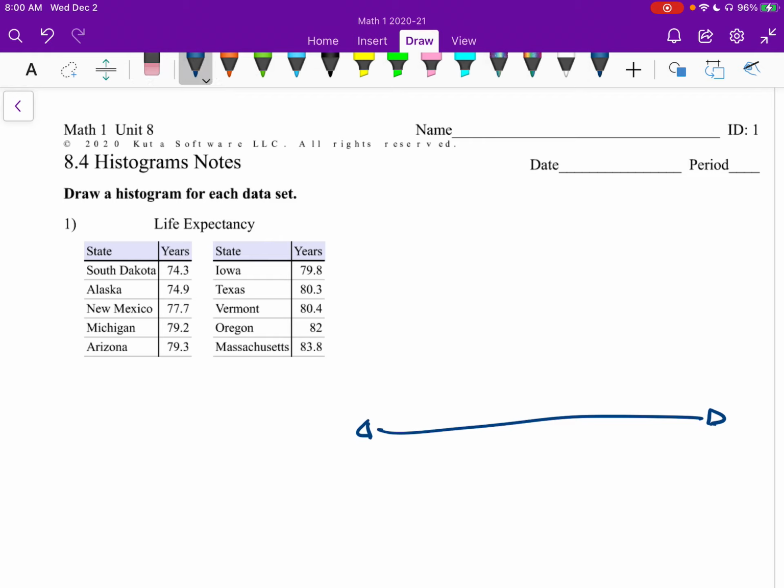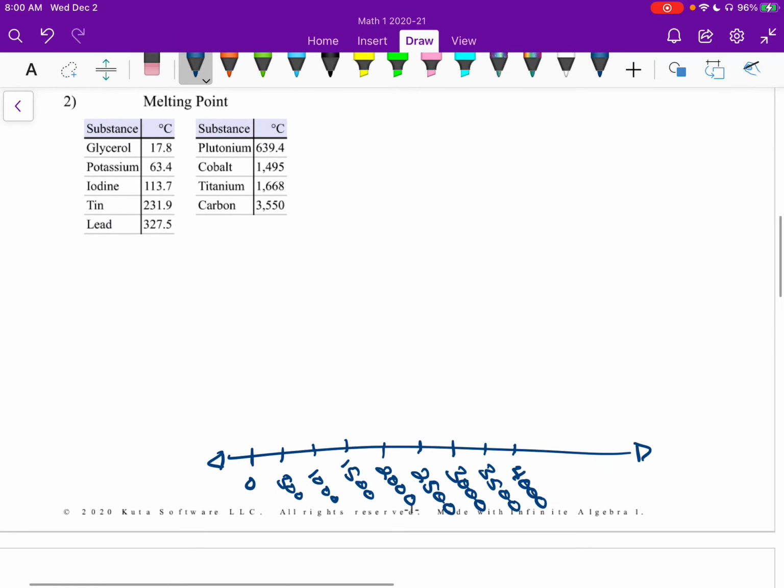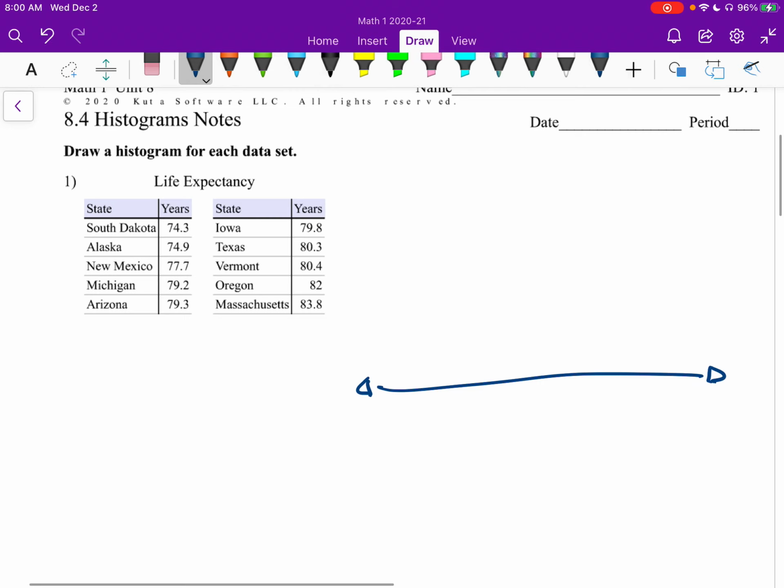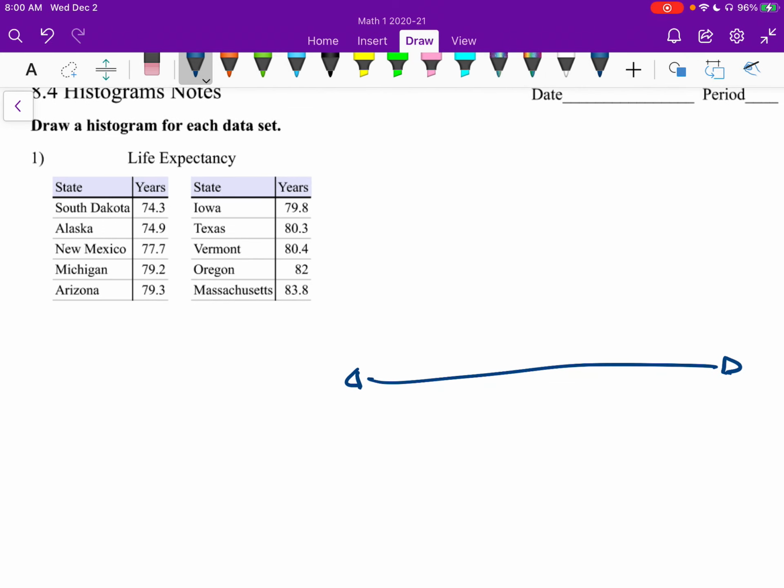So whenever you are given two-digit numbers like this, I will probably not give you the key, like with a stem and leaf plot. I might give you a key if the data is kind of ugly, like in number 2, I'm giving you the number line. But if it's just plain old two-digit numbers, I don't think I'll do that, and you'll have to decide on your own.